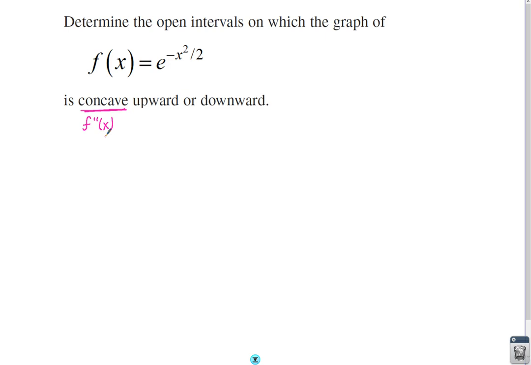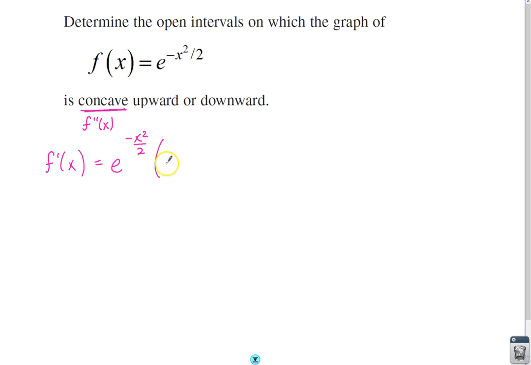Well, to do that, I have to start with the first derivative. So f prime of x. Oh, yes, another opportunity to use a chain rule. I know you guys are so excited about that. The derivative of e to the negative x squared over 2 is e to the negative x squared over 2 times the derivative of the exponent. So this is going to be negative 2x over 2, correct?